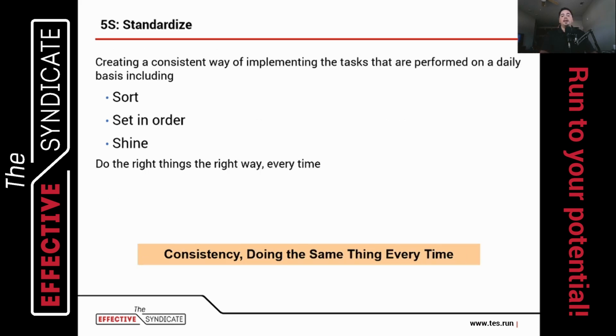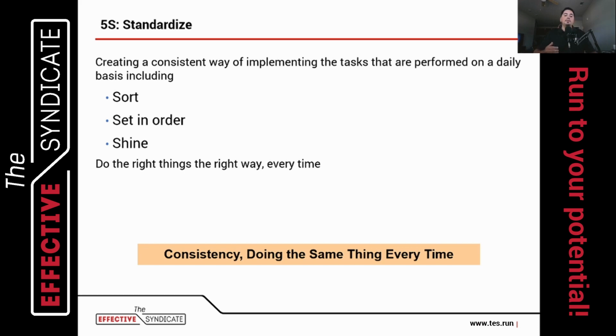Next step here is to standardize. We want to create a consistent way of implementing the tasks that are performed on a daily basis. So the sort, set in order, shine, sweep, those are things we're going to do every day. So we want to make sure that we have written standardization of what this looks like. We want to do the right things the right way every time. We don't want to do it some of the time. We want to do it all of the time.